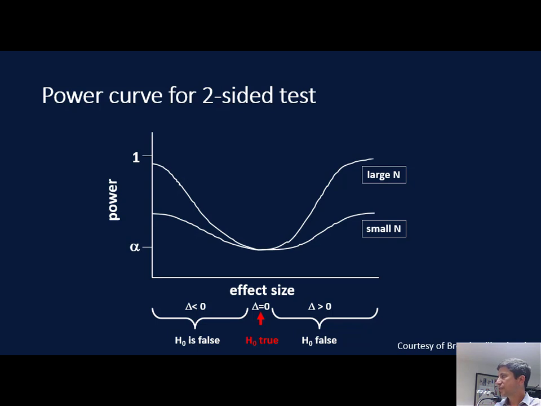And if we're able to detect the effect at this point, at this point, at this point, at any point along there, then we're going to reject our null hypothesis.